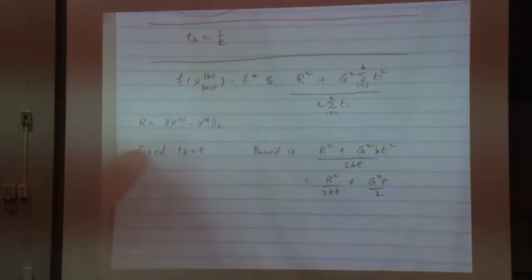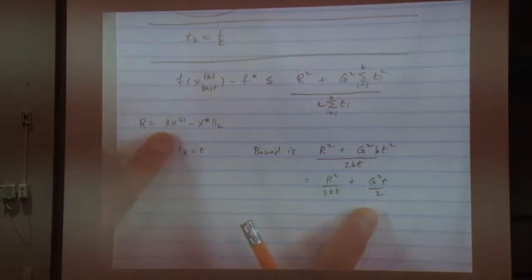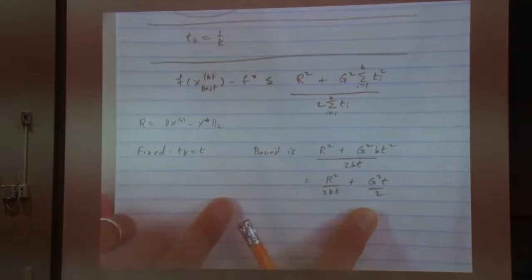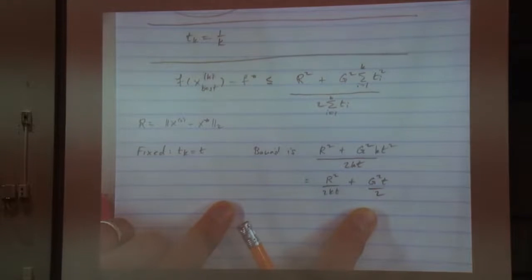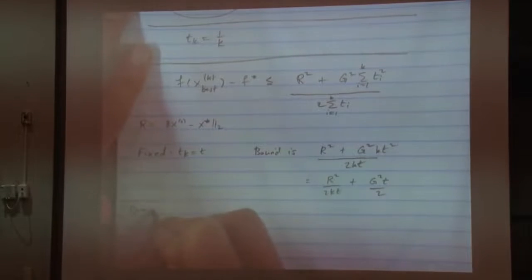So as we take k to infinity, the first term goes to 0. And we see that the suboptimality between the subgradient method's best iterate and the optimal criterion value is at most G squared times t over 2. That came right from the basic inequality. Now let's take the diminishing rule.